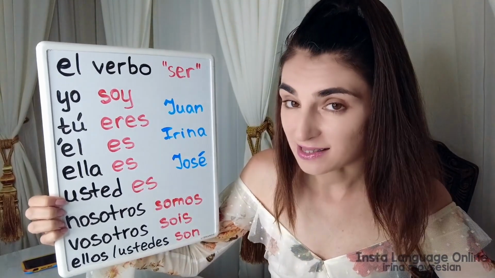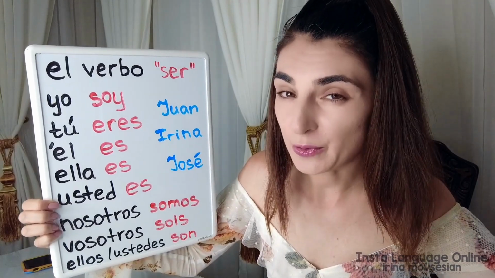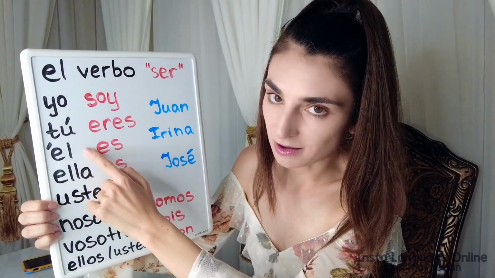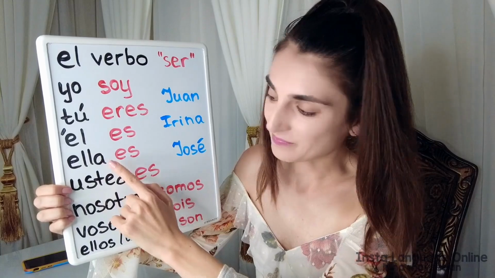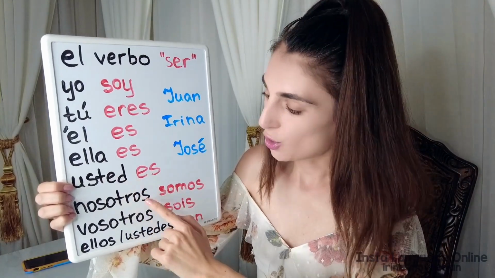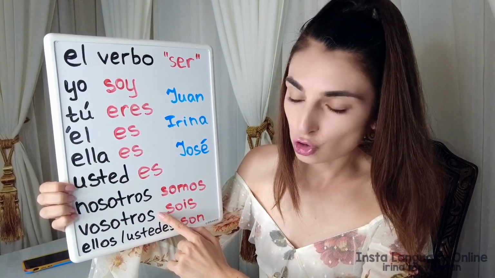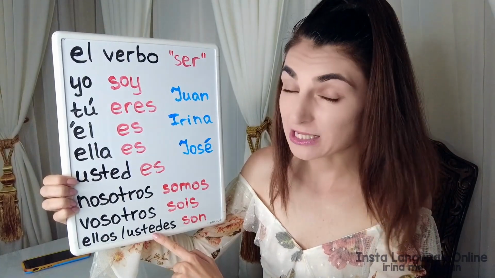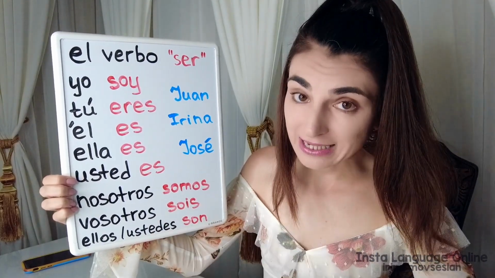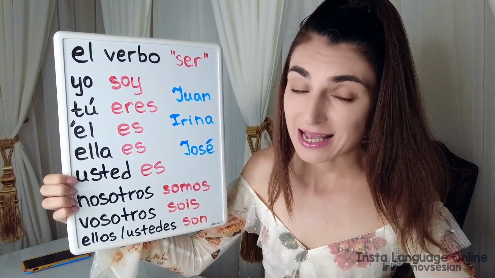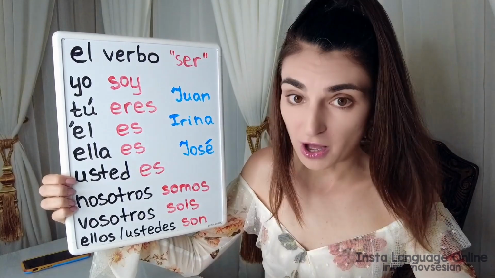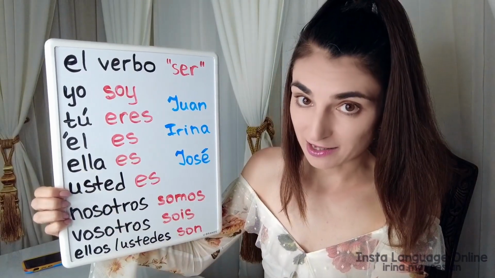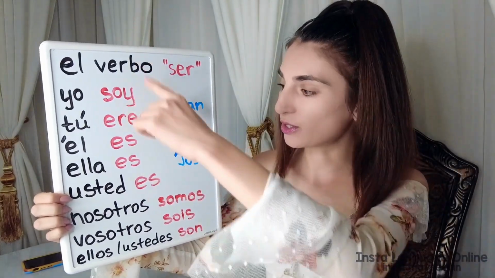At our previous class, we learned pronouns, pronombres. Okay, yo, tú, él, make it soft, él, ella, usted, nosotros, vosotros, ellos, ustedes. If you did not watch that video, please go to the playlist Spanish for Beginners and watch the first video because this is the second video. So that's what we learned yesterday. We learned 10 words. We're going to learn more.